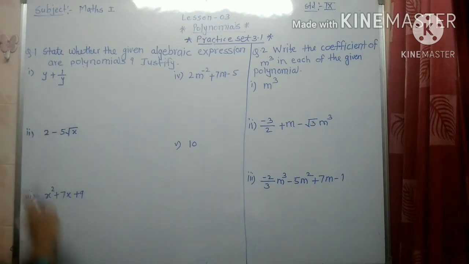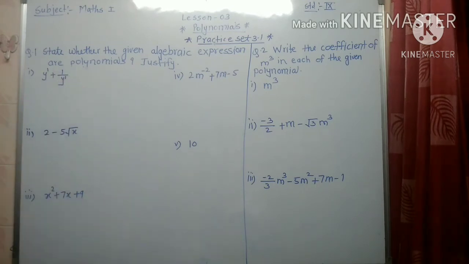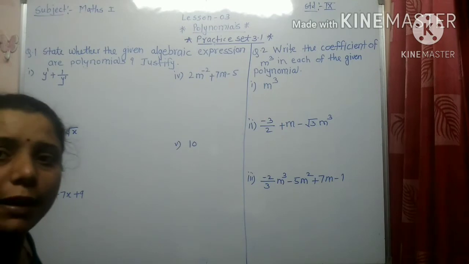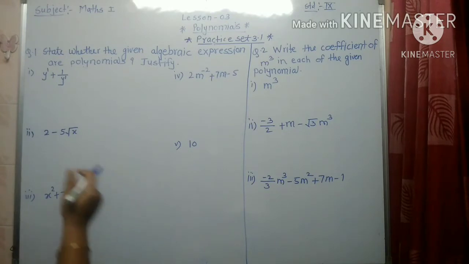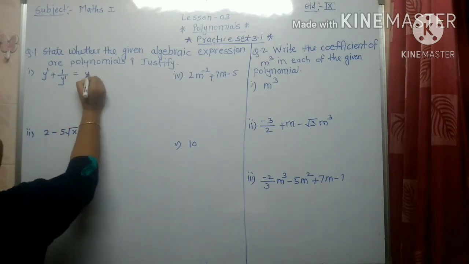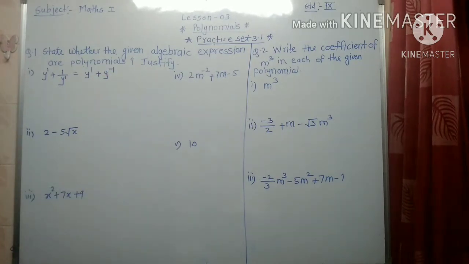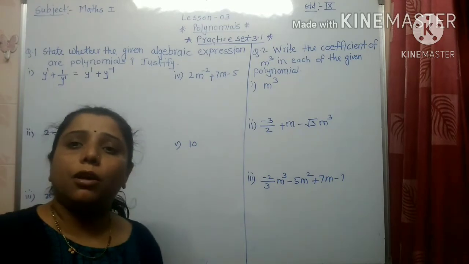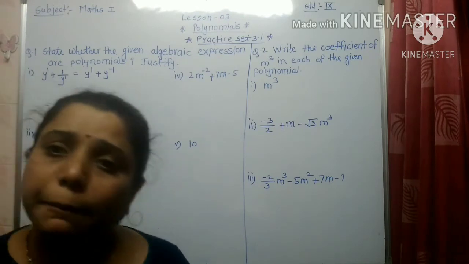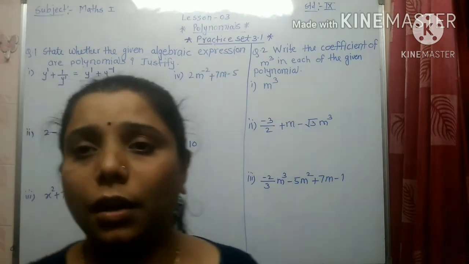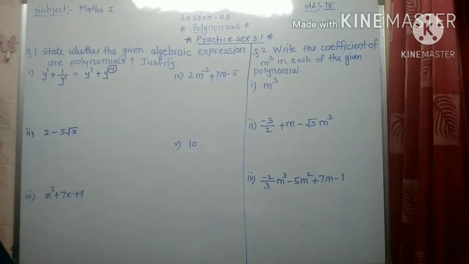In the first example, the power of this variable is 1. Here, in the denominator, it is y raised to 1. When it comes to the numerator, the power changes sign. So we write this as y raised to 1 plus y raised to minus 1. Now our condition is that the power of that particular variable should be a non-negative number, meaning a whole number. Here you are observing the power of this variable is negative.